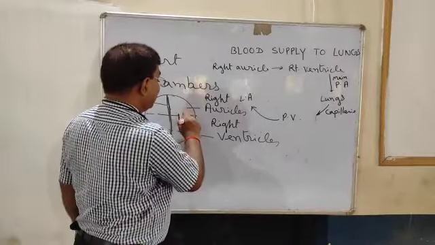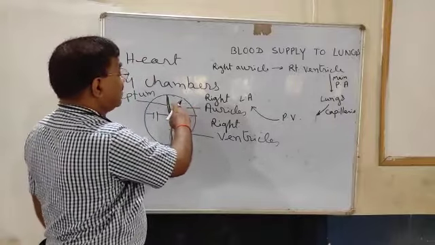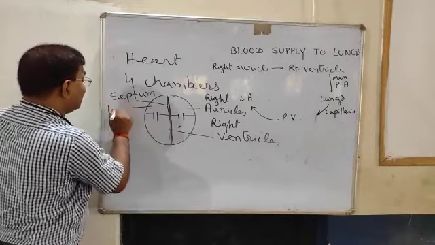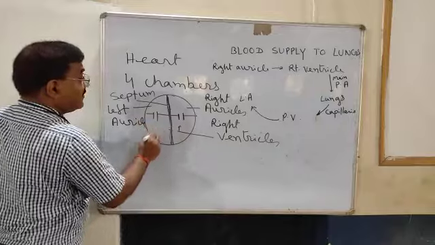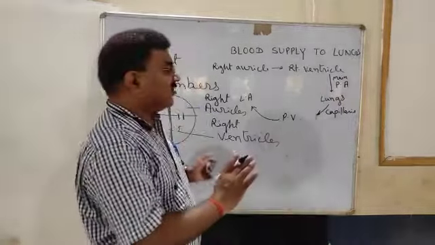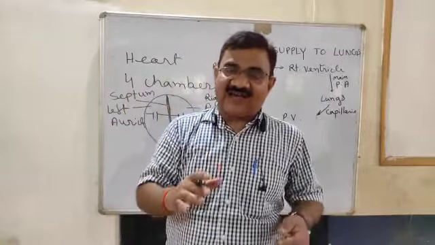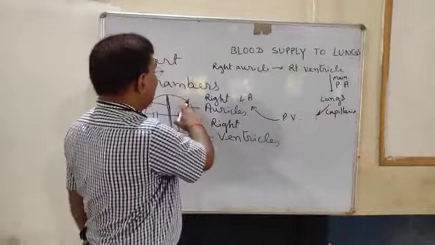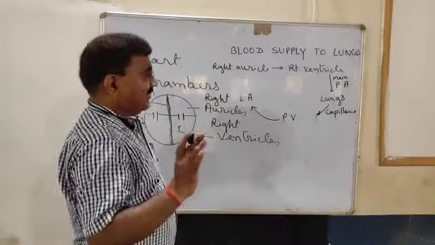And a passage is here. The blood from the right auricle will go to the right ventricle. The blood from the left auricle will go to the left ventricle. Very clear. Once more, the human heart has 4 chambers. The upper 2 chambers are auricles and the lower 2 chambers are ventricles. This is the right auricle, right ventricle, and this is the left auricle and left ventricle.